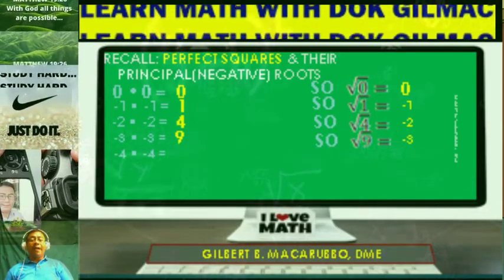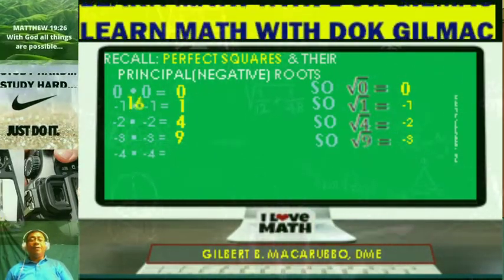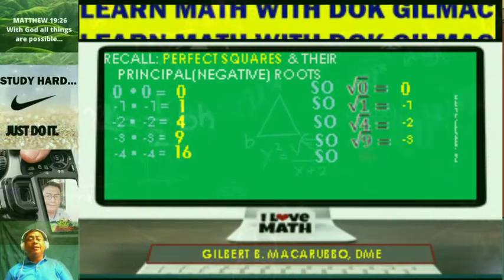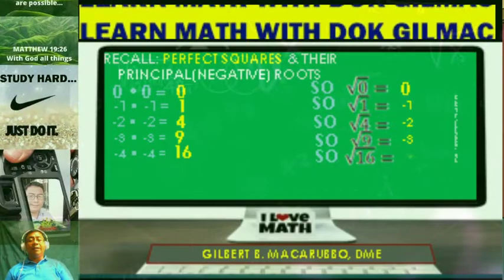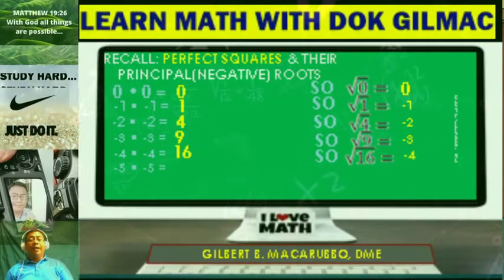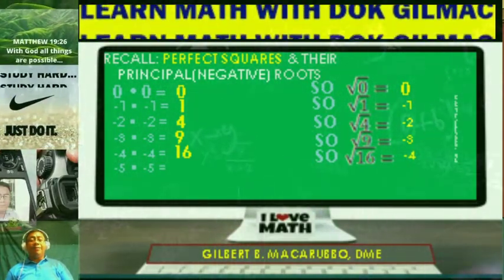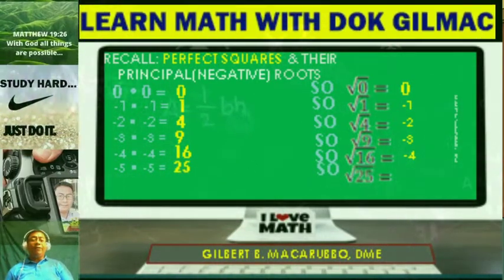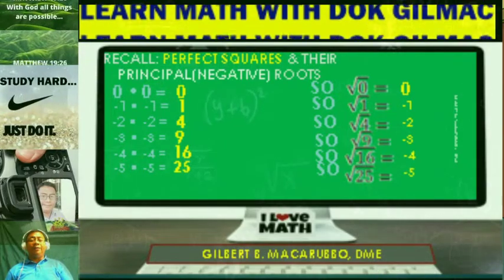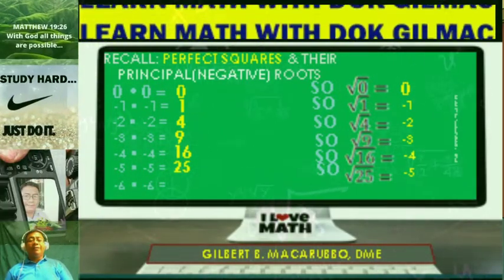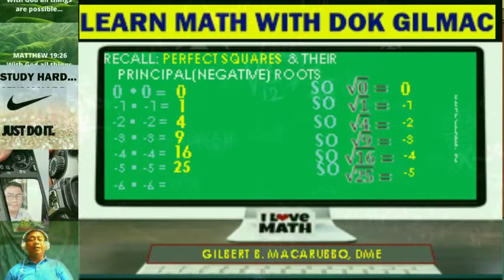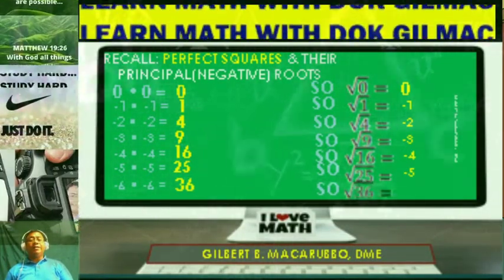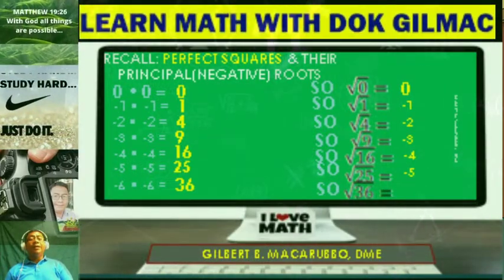Negative 4 times negative 4 is equal to 16. So, square root of 16 is equal to negative 4. Negative 5 times negative 5 is equal to 25. So, square root of 25 is equal to negative 5. Negative 6 times negative 6 is equal to 36. So, square root of 36 is equal to negative 6.